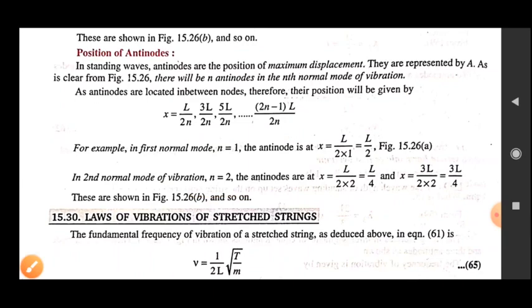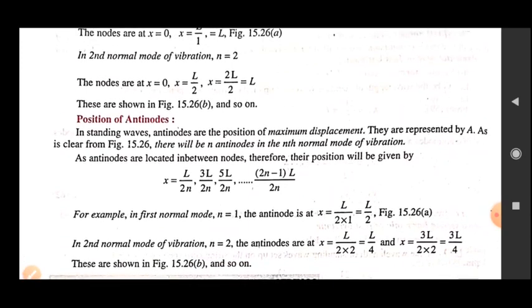So I think, students, up to this topic it is clearly understood by you, how the vibrations are produced in standing waves, and how different kinds of harmonics or overtones are produced whenever a wave is sent, and which factors it depends on.